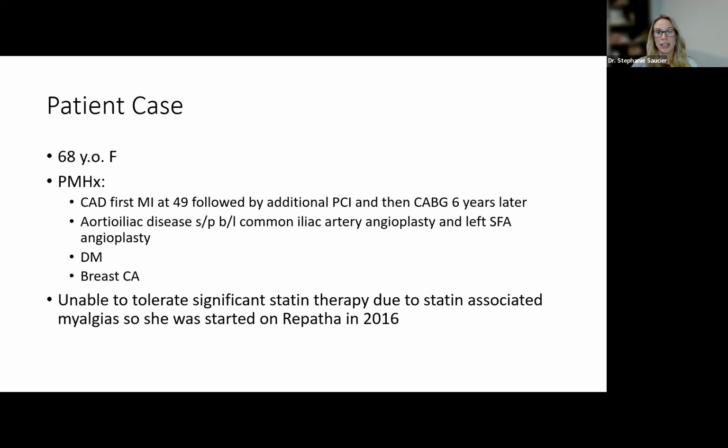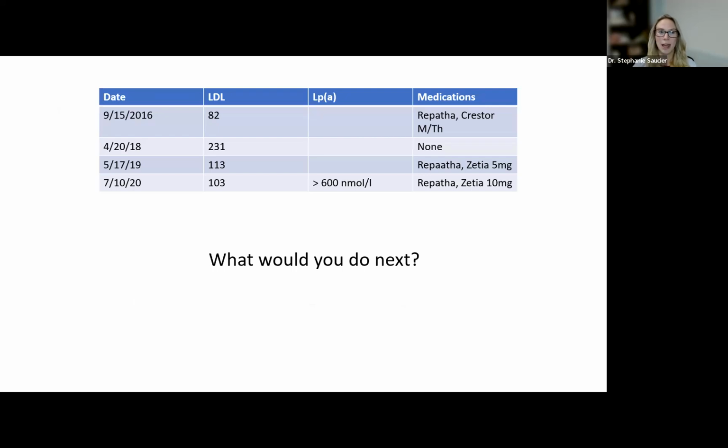She, historically, prior to coming to see me in my preventive cardiology practice, was unable to tolerate significant statin therapy. This was due to muscle symptoms and myalgias. So back in 2016, she was started on Repatha. And I'm going to show you the timeline of some of her lab values. And this will be a thought-provoking point: what do we do next?